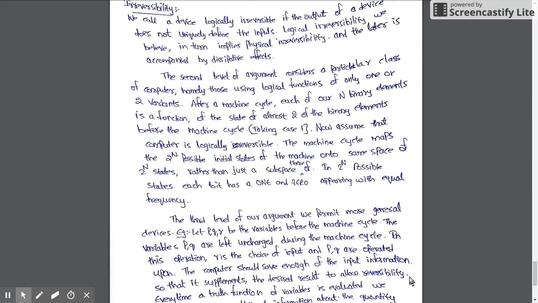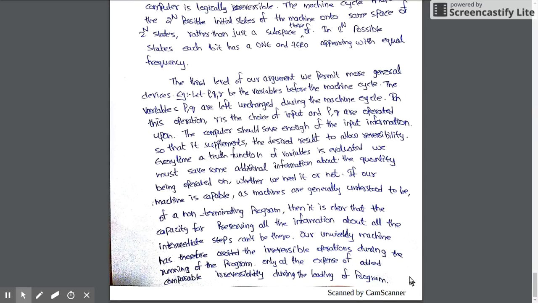In the third level of argument we permit more general devices. Let P, Q, R be the variables before the machine cycle. The variables P and Q are left unchanged during the machine cycle. In this operation, R is the choice of input and P and Q are operated upon. The computer should save enough of the input information so that it supplements the desired result to allow reversibility. Every time a truth function of variables is evaluated, we must have some additional information about the quantity being operated on, whether we need it or not.